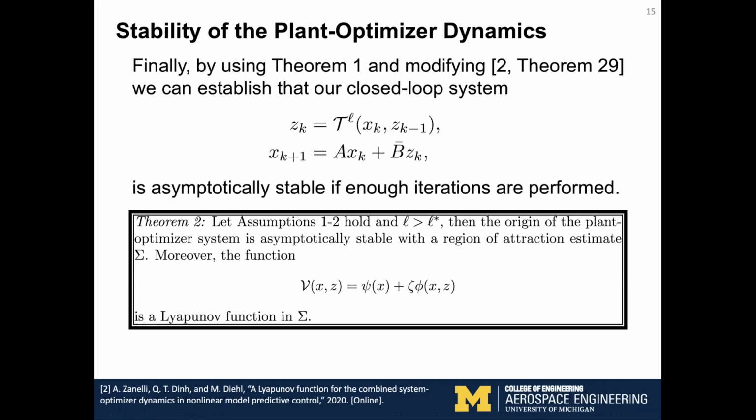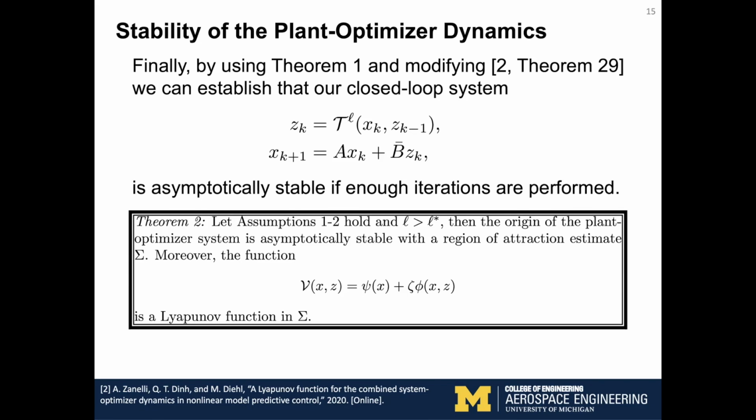So given this fact, it doesn't take too much more work to then prove that our closed loop system in the variables that we care about, which are the optimal control solution and our plant state, is also asymptotically stable given the same amount of iterations performed. And moreover, we have that the region of attraction of this system is our set sigma that we discussed previously, which is just a Cartesian product of sublevel sets of phi and psi. And we have that this function, which is a linear combination of phi and psi, is a Lyapunov function in this set.